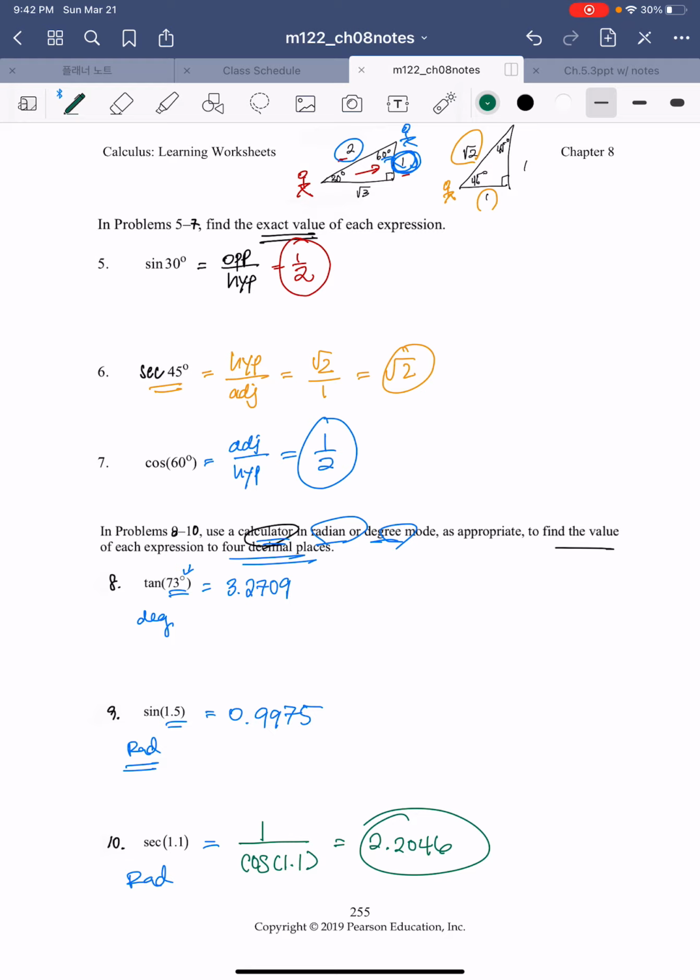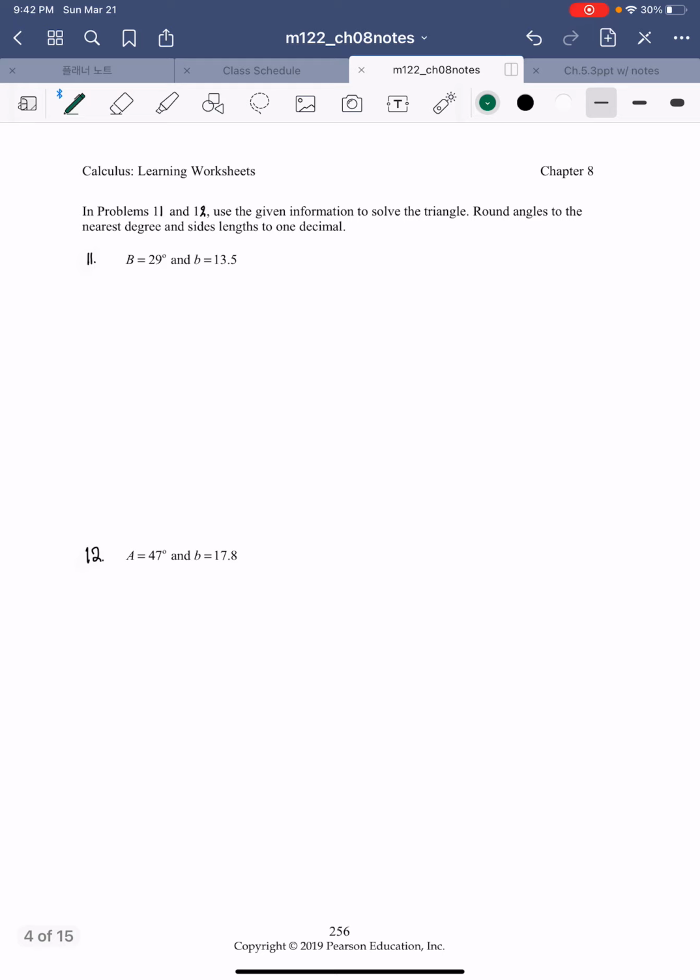Okay, again, quick review. Let's move on to the last 2 problems of the section. Problems 11 and 12. Use the given information to solve the triangle. Round angles to the nearest degree and side lengths to the tenth decimal place. So the whole number for the angle, and for the side, we are going to have 1 decimal place.